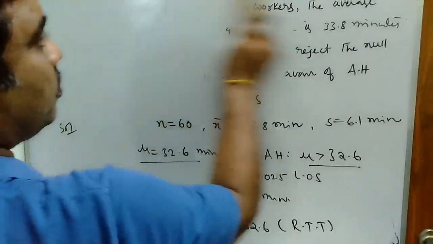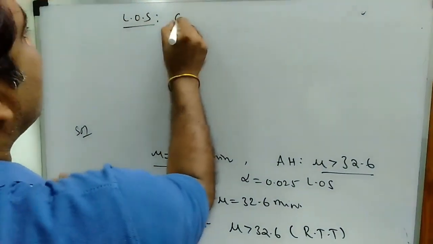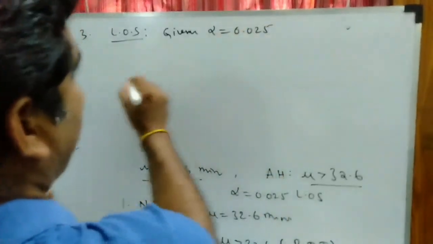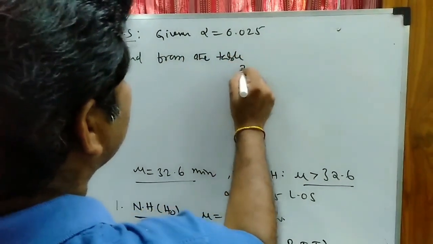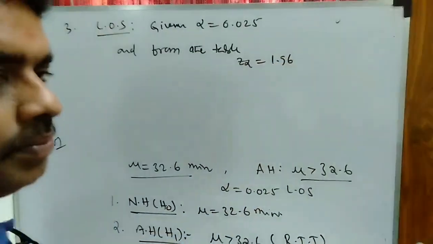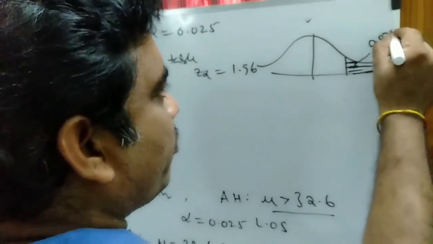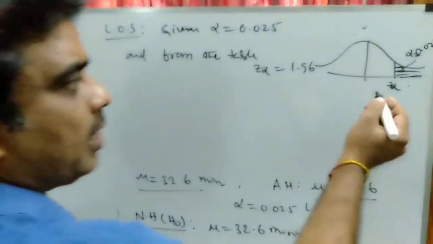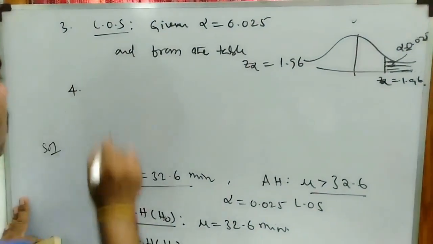Now we choose the level of significance. Alpha is also given, so the level of significance is given. This is the third step. Given alpha is equal to 0.025, from the tables z alpha is equal to 1.96. So 0.025 is the entire rejection region, which lies on the right hand side. This is z alpha. Alpha is equal to 0.025. The respective value is 1.96 from the tables. So now the fourth step, test statistic.